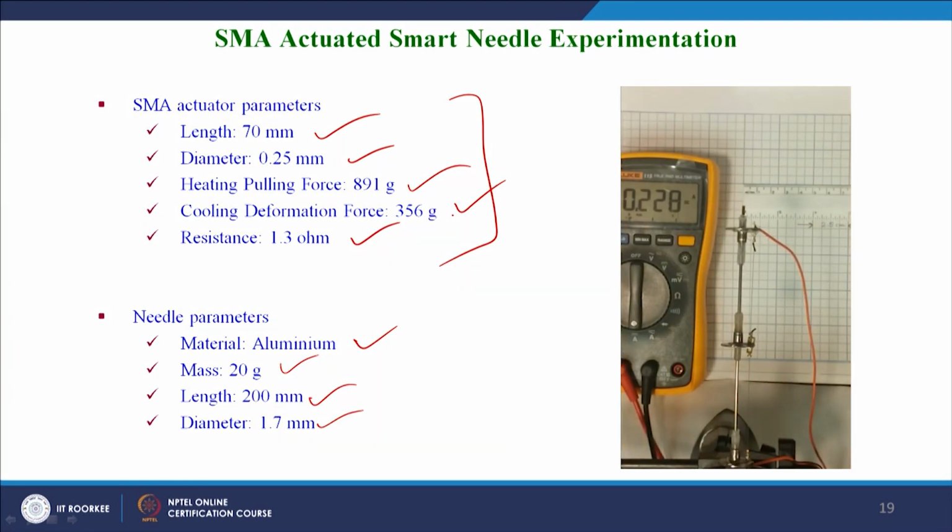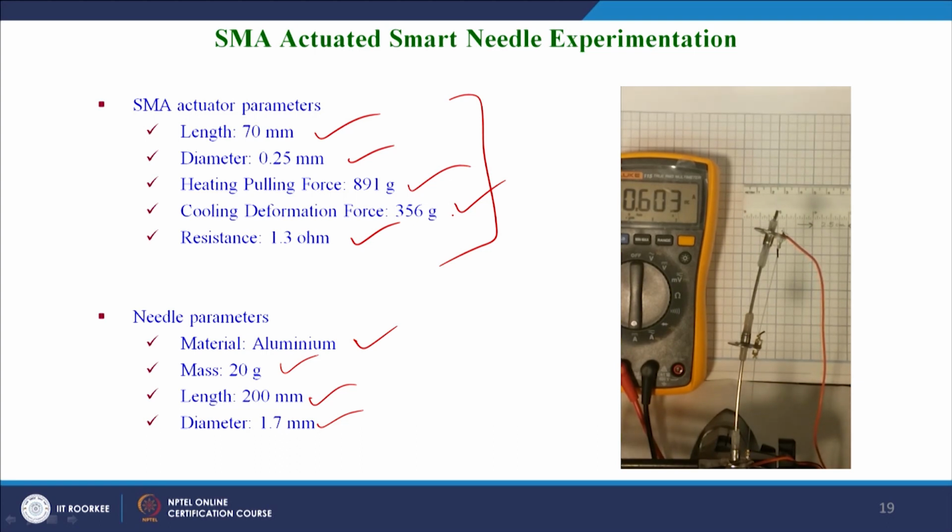As you can see here, the SMA wire is heated by passing current through it in the range 0 to 0.7 ampere, and you can see the needle tip deflection varying from 0 to nearly 2.5 centimeter. It is then released so that it can go back to its original state.